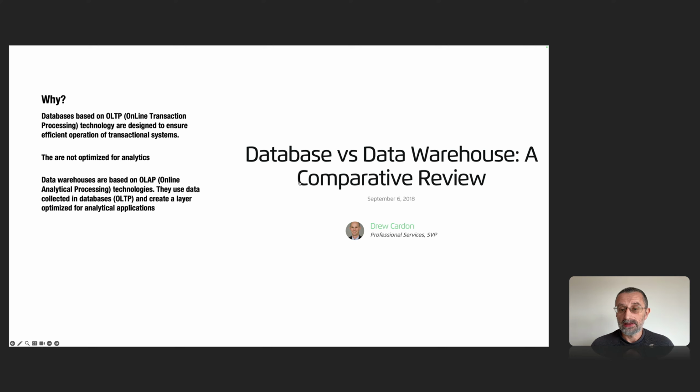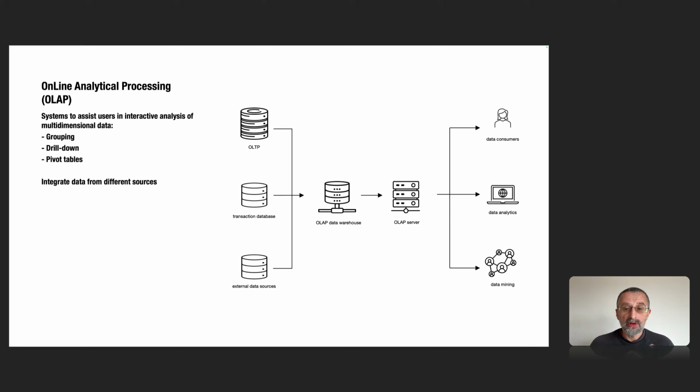If you're interested in this, I strongly recommend you read this article. As you can see, it's hyperlinked in my PowerPoints. This is a very nice introduction to the difference between a database and a data warehouse based on OLAP, online analytical processing technologies. These systems are used to assist user interactive analysis of multidimensional data, like grouping, drilling down, and pivot tables. They integrate data from different sources, as you can see, as the input to such a system, to the OLAP data warehouse.